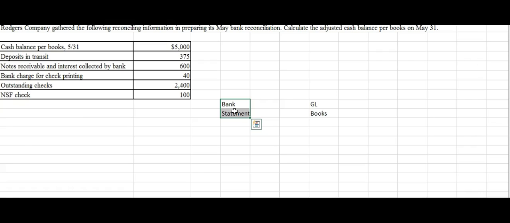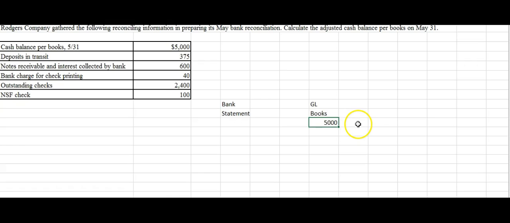But you have to make adjustments because there's timing differences between both sides, okay? So in this case, they're asking us for the book side, right? Not the bank side. So we're only going to work with the book side here. It says cash balance per book is $5,123, right?